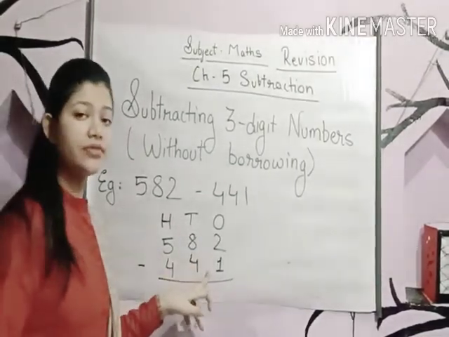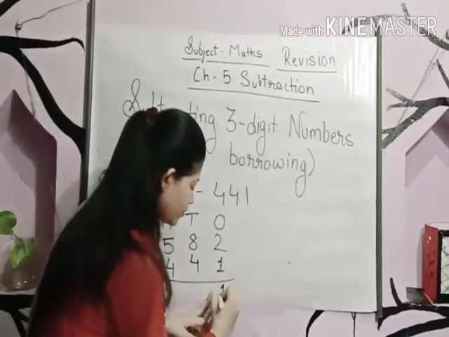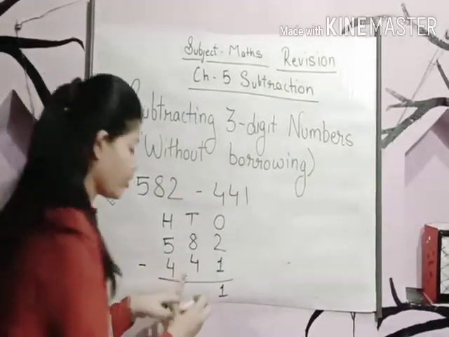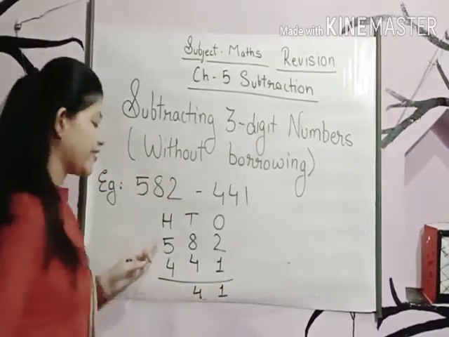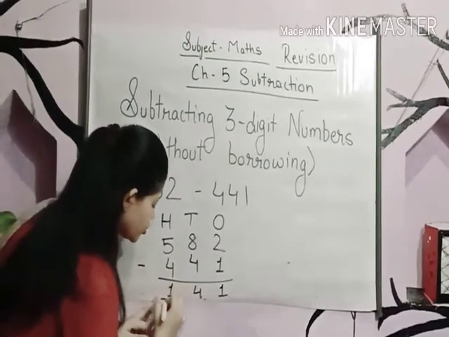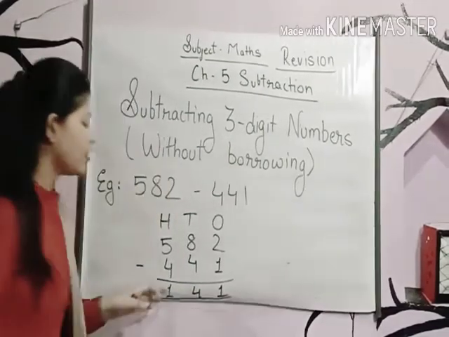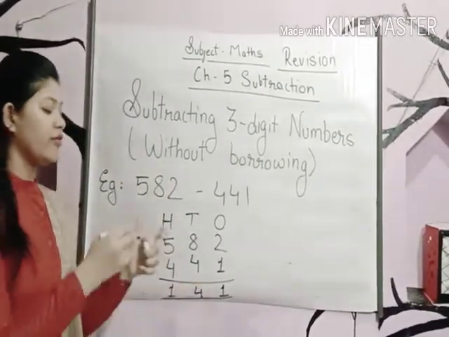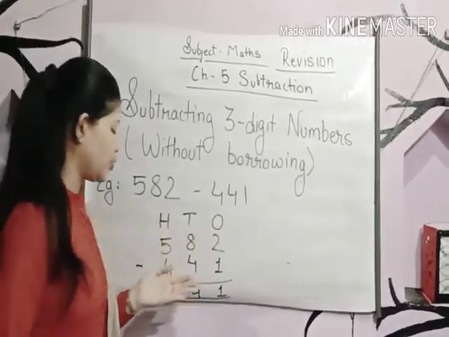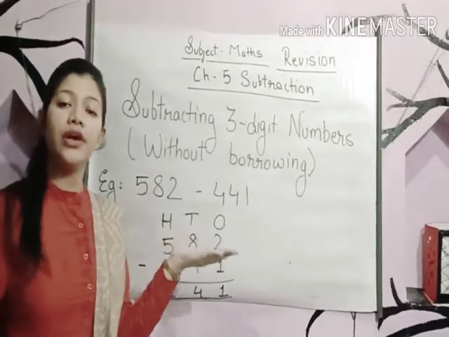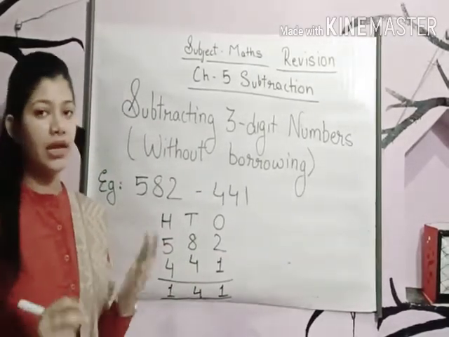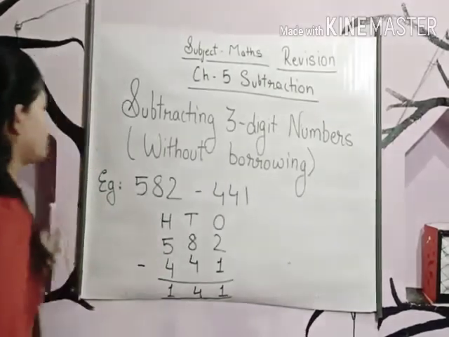2 minus 1 is equal to 1. 8 minus 4 is equal to 4. 5 minus 4 is equal to 1. So students, what did we get as the answer? 141. We can say that the difference of 582 and 441 is 141. Clear? Now let's take one more example.